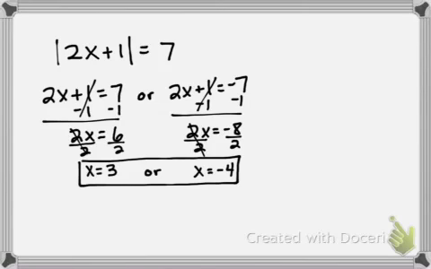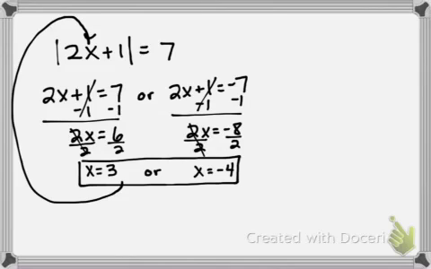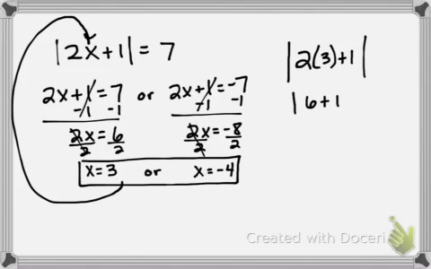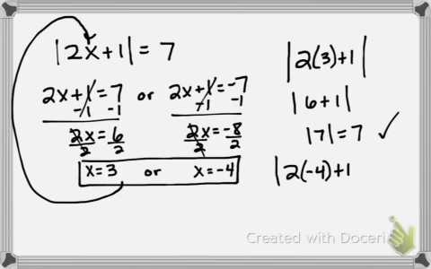Don't forget to check your solution to make sure you did everything correctly. So I'm just going to plug those back in. Over on the side, I have the absolute value of 2 times 3 plus 1. 2 times 3 is 6, so the absolute value of 6 plus 1, which is the absolute value of 7, which does equal 7. So that solution checks. Try the other one. The absolute value of 2 times negative 4 plus 1 is the absolute value of negative 8 plus 1, which is the absolute value of negative 7. And that also equals 7, so both of those solutions check.